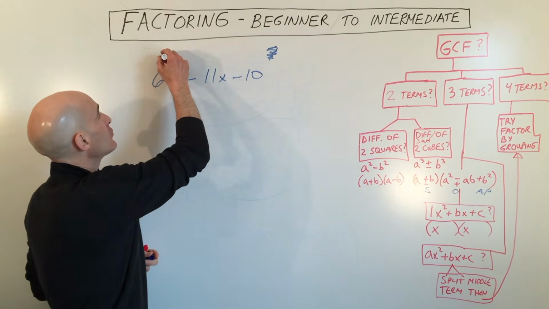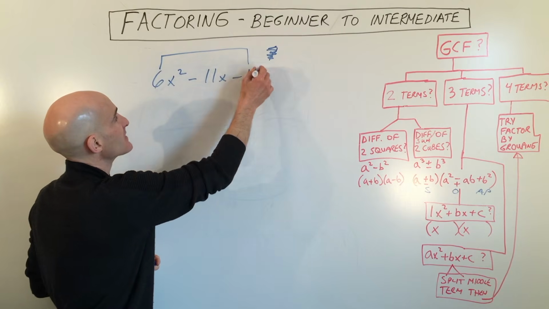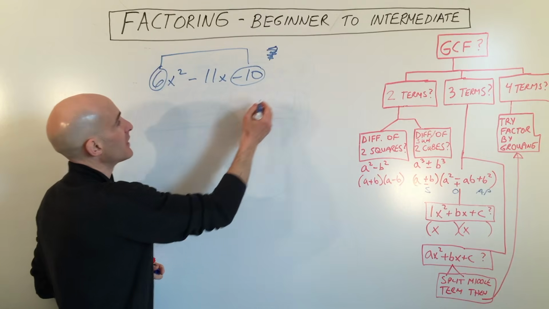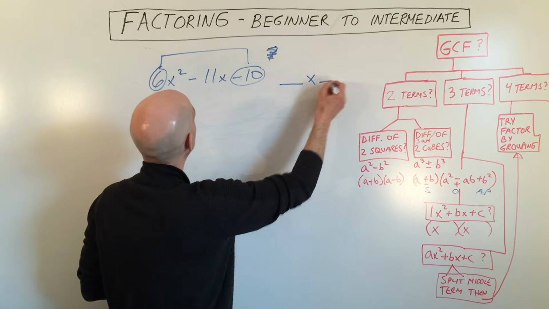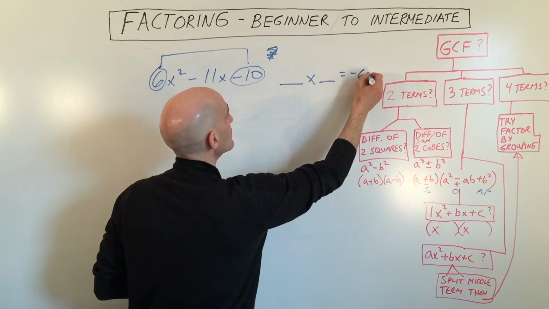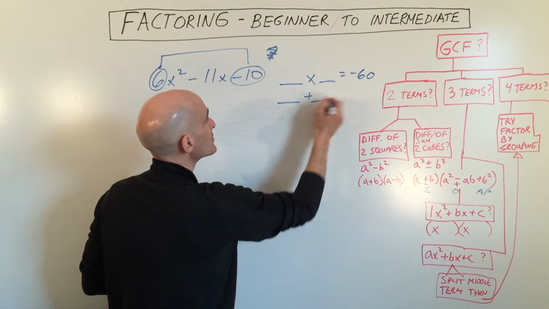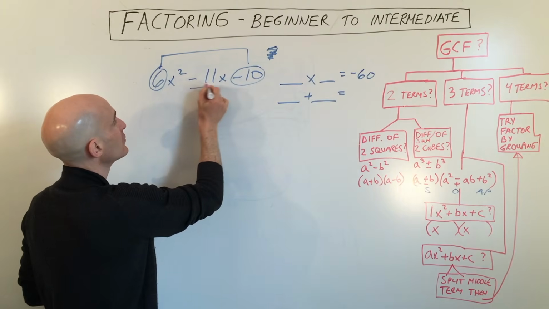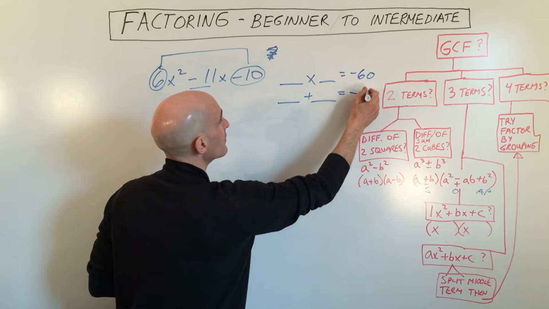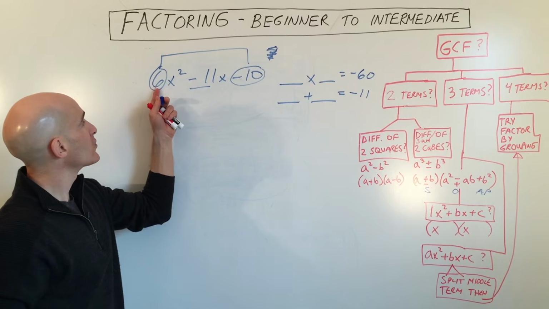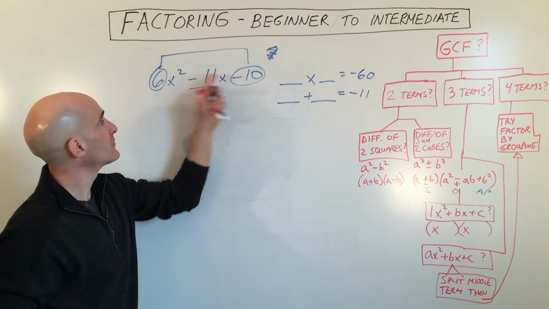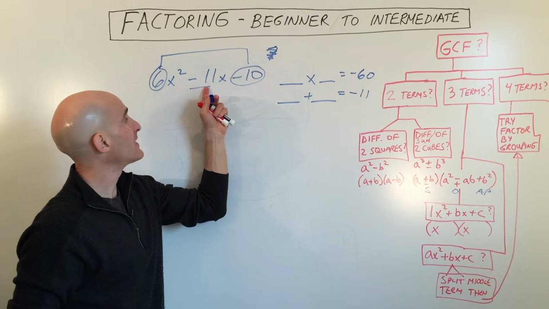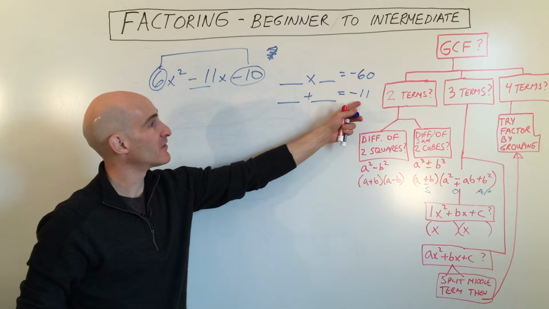You're going to take the leading coefficient times the constant. So we're going to take 6 times negative 10, which comes out to negative 60. And then we're going to solve this problem here. We're going to say what 2 numbers multiply to negative 60, but they add to the middle coefficient negative 11. Do you follow? So we want to say what 2 numbers multiply to the product of the leading coefficient and the constant, negative 60, but they have to add to the middle coefficient, negative 11.